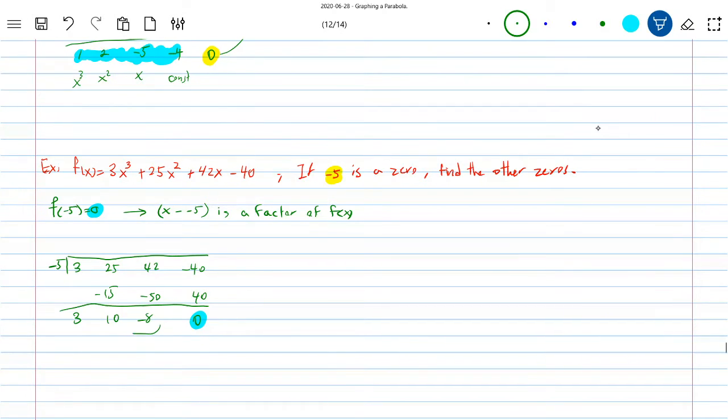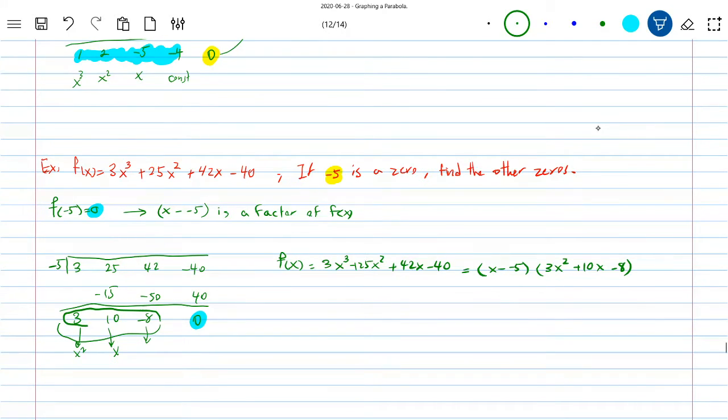What is the other factor? The other factor comes through this constant value, coefficient of x, coefficient of x squared. So what does the polynomial f of x look like? It's given as 3x cubed plus 25x squared plus 42x minus 40. But we can factor it. One of the factors is x minus -5. The other factor is basically 3x squared plus 10x minus 8. From this division, you can find the other coefficients, the other polynomial.